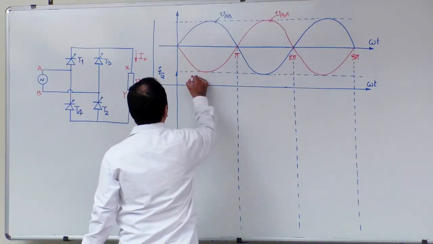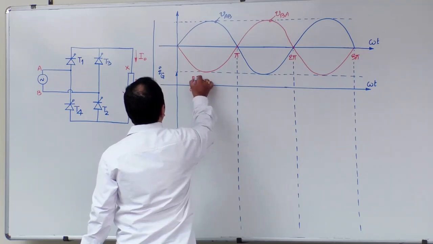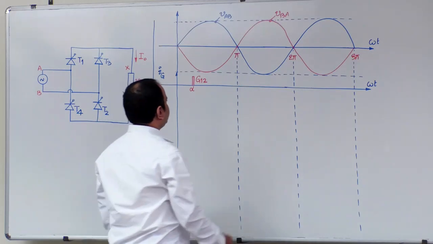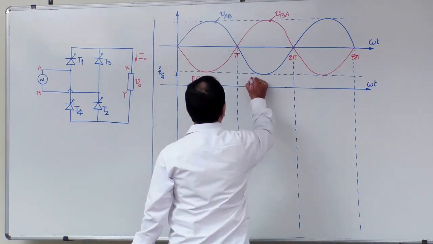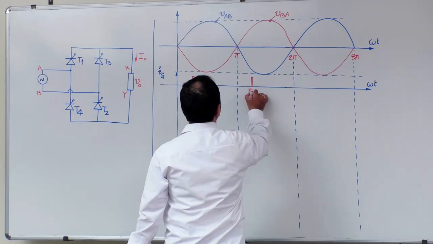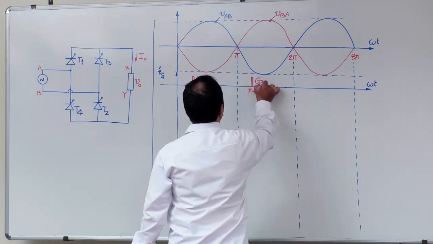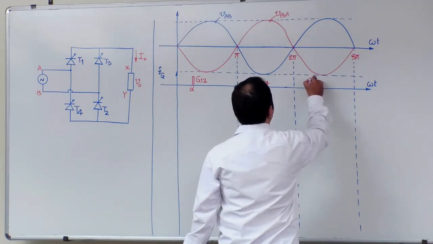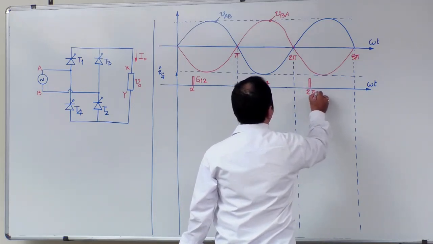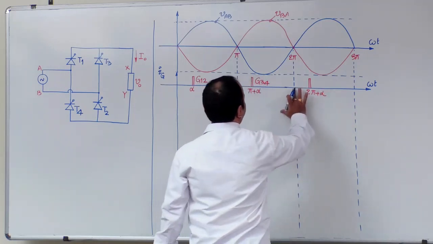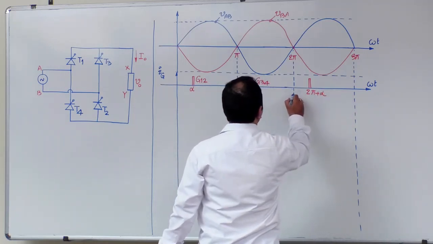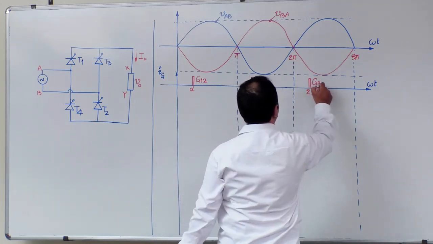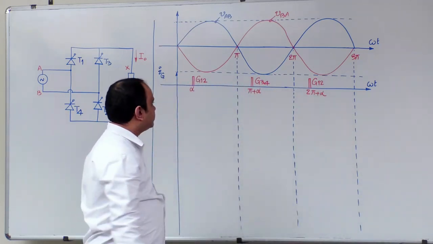Now, at omega t equal to alpha, the T1, T2 pair of devices will be triggered. At pi plus alpha, the T3, T4 pair will be triggered, and at 2 pi plus alpha, again the T1, T2 pair will be triggered.